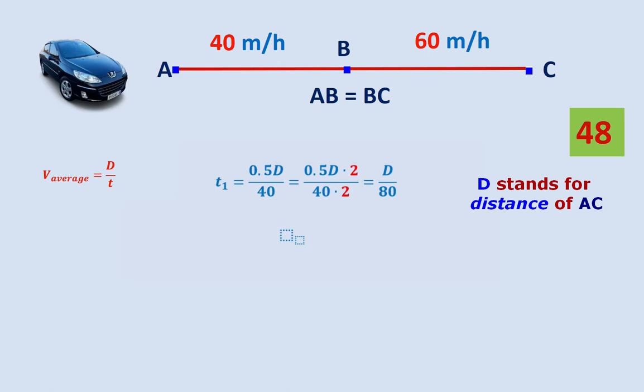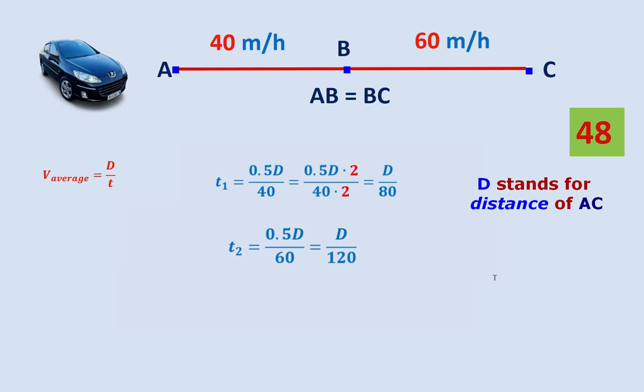In the same way, t2 is equal to, what is the distance of the section BC? Obviously, it's the second half of the distance, d over 2. And what is the speed of the car in that section? It is 60 miles an hour. So finally, we get d over 120, where t2 is the time spent during the second half of the road.